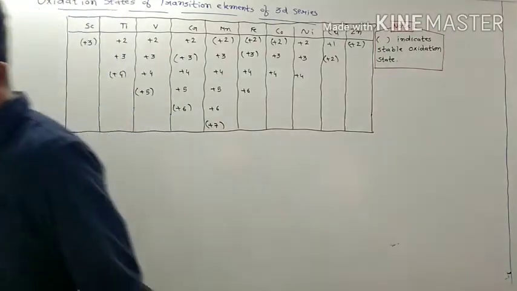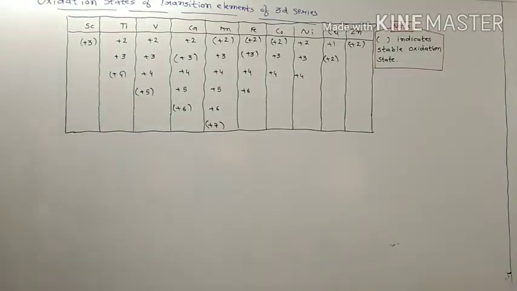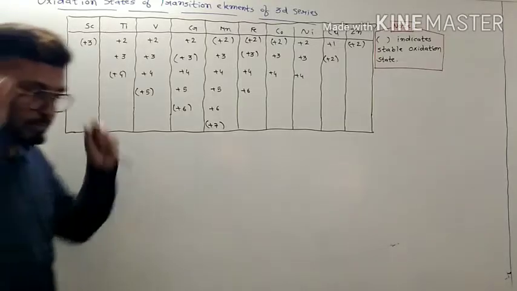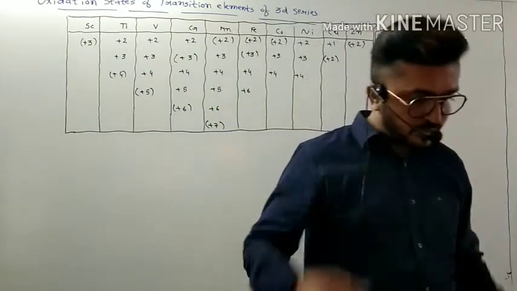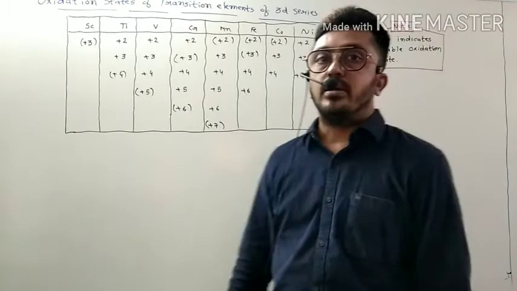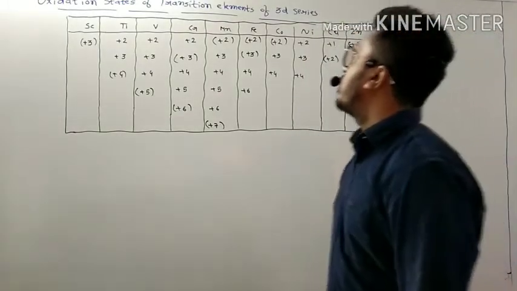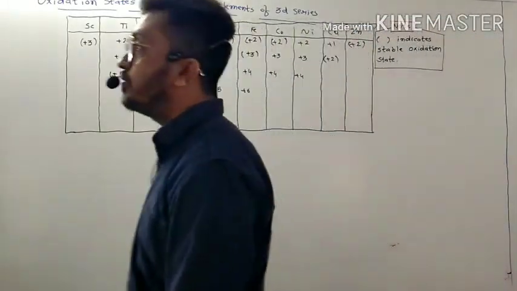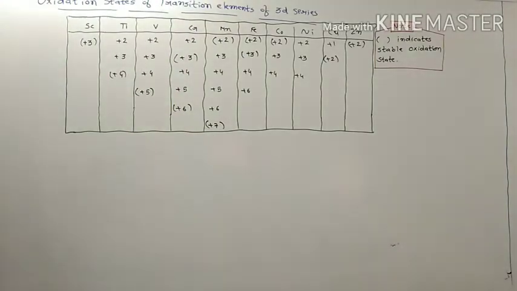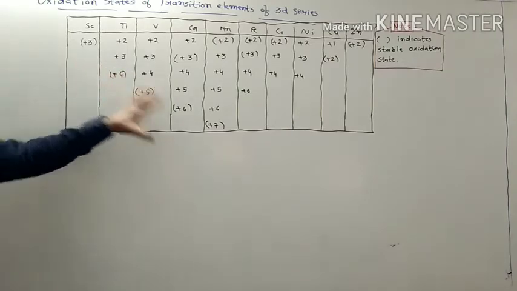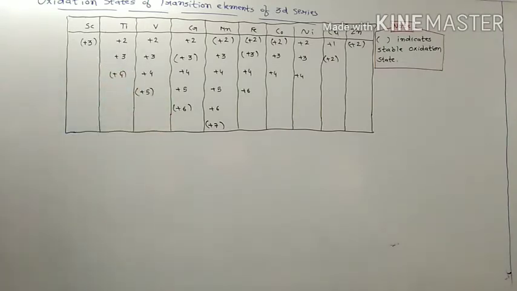Good morning, dear students. After completing the very important topic of the ionization enthalpy of the 3d series, in today's lecture we will explain the oxidation states of the transition elements of the 3d series. Here is a very important table which indicates the different oxidation states of the 3d series.